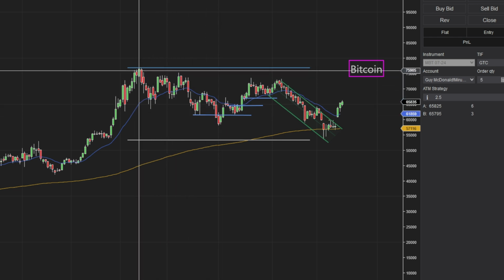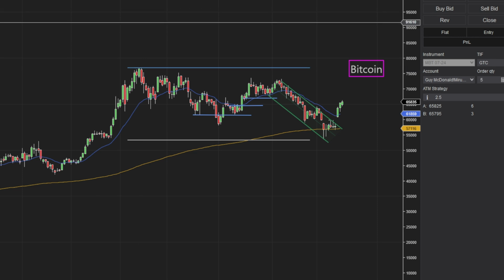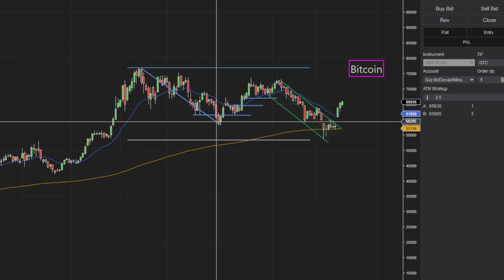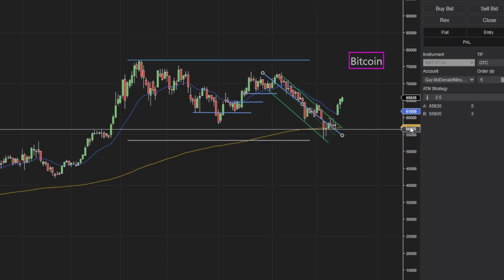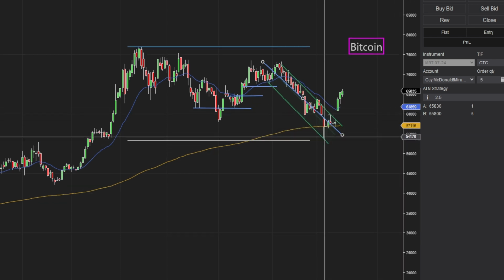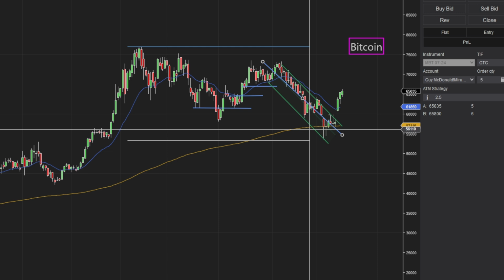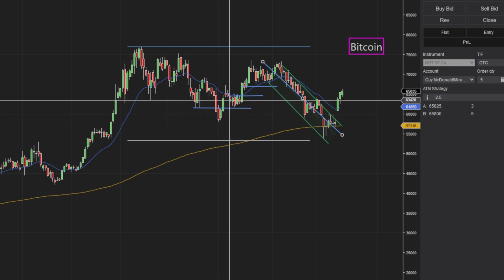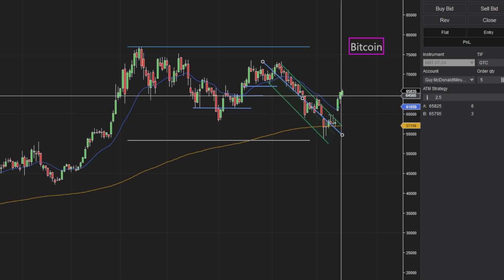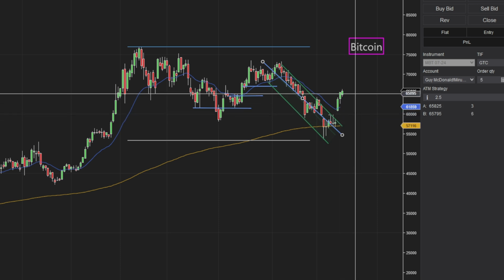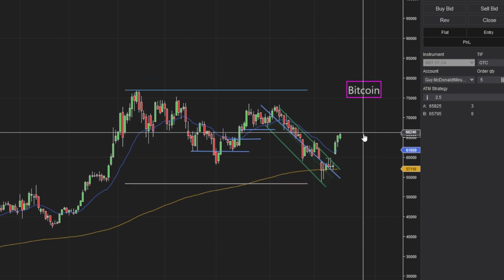The last several months really has been a leg 1, leg 2. So now we've completed this leg 2. Bears failed to take it below the 200 moving average. They failed to break out below the bottom of this range. And now the bulls have taken over. So I expect more up in Bitcoin.